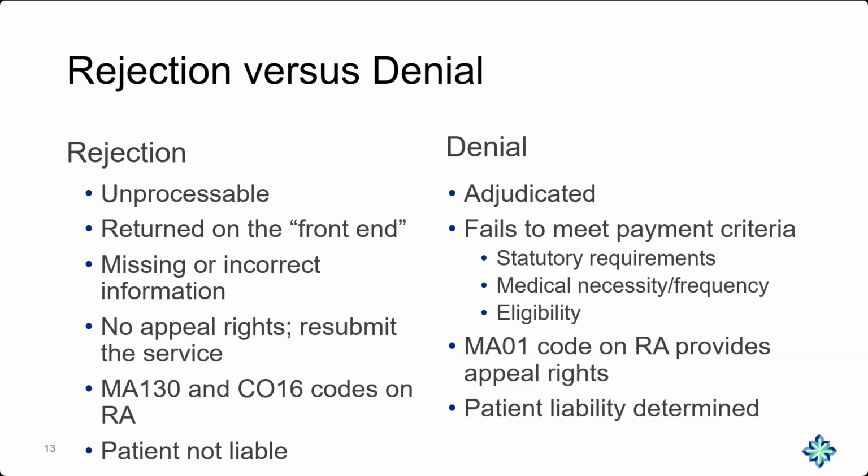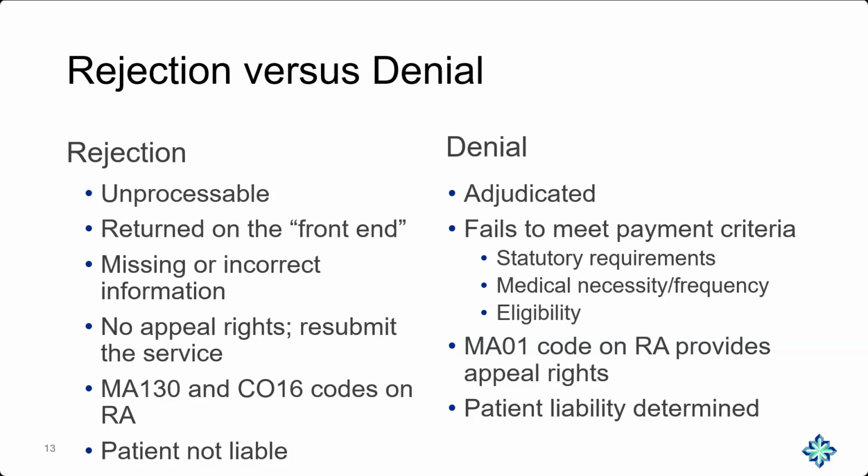Now on the RA, a notification to you, or a flag that should raise every time you see an MA130 and a CO16, is that you need to fix and resubmit it, because those codes on the remittance advice tell you that this claim or claim line is unprocessable and the patient's not liable. You can't bill the patient.